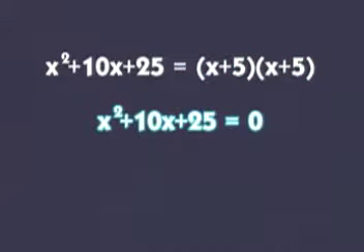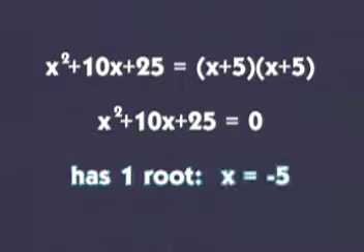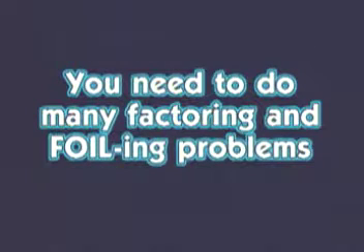The equation x squared plus 10x plus 25 equals 0 has just one root. X equals -5. There are many patterns that can help reveal special kinds of factors. The best way to discover these patterns is to do many factoring and FOILing problems. Here is one more handy pattern that will let you factor equations more easily if you can recognize it.